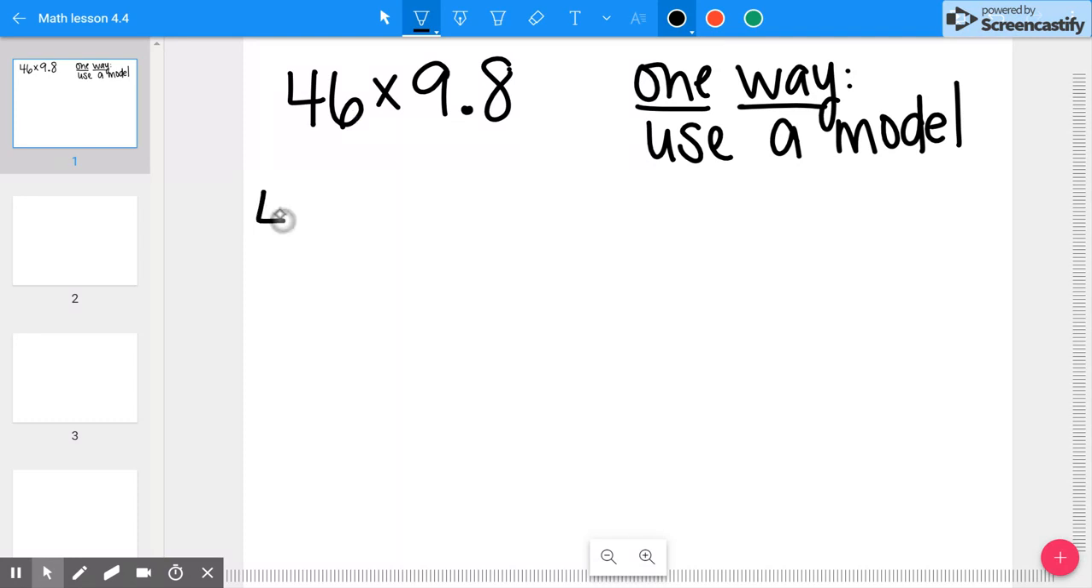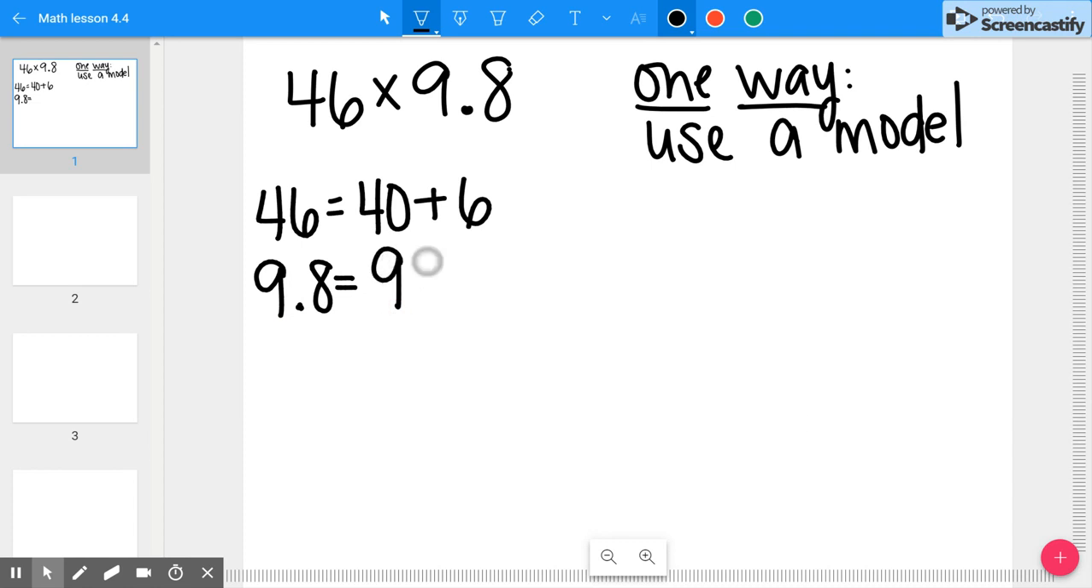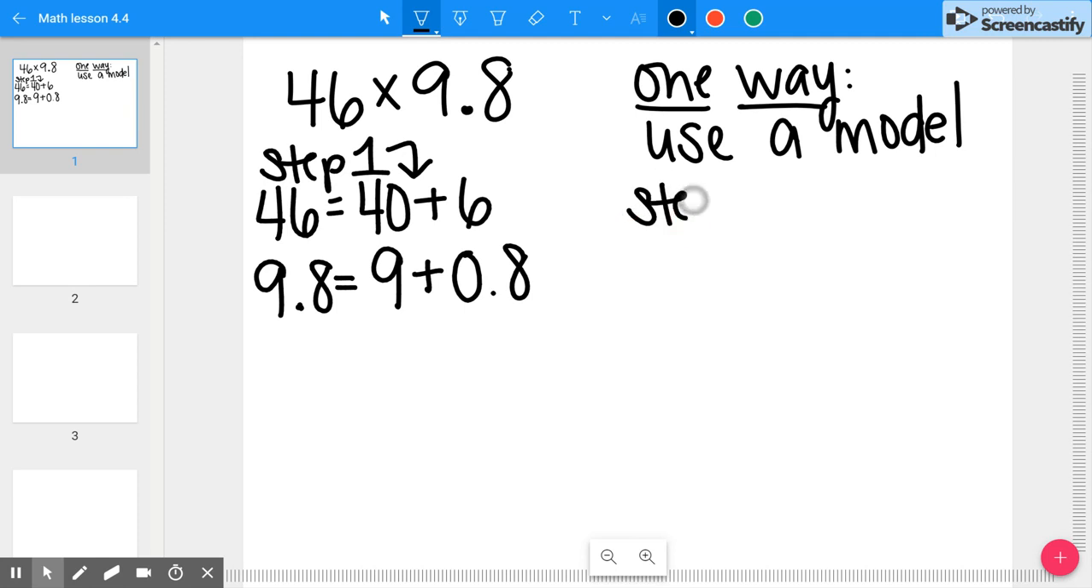So if I have 46, to write it in expanded form is really saying 40 plus 6. And then if I take 9 and 8 tenths in expanded form, that's really saying 9 plus 8 tenths. So that's step 1, is to do expanded form. Step 2 is to create a model. So my step 2 would be the model.